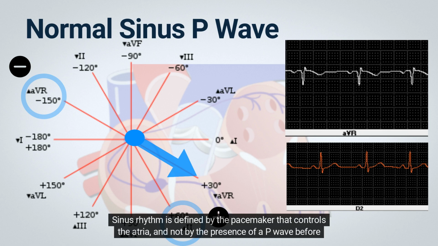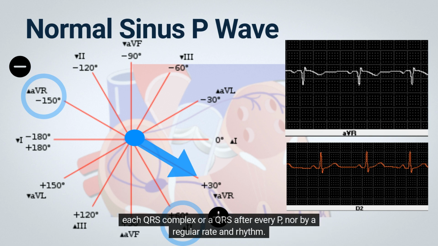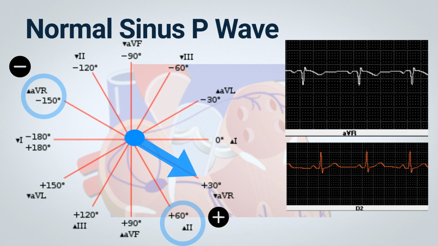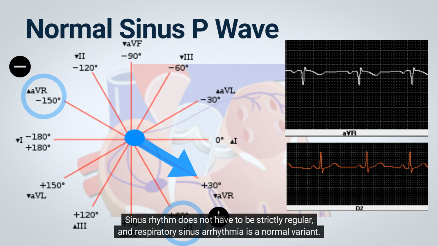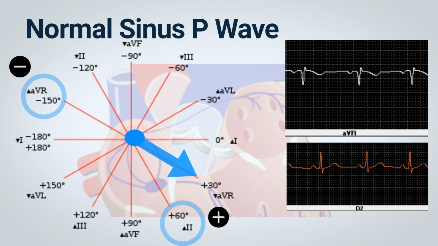Sinus rhythm is defined by the pacemaker that controls the atria, and not by the presence of a P wave before each QRS complex, or a QRS after every P, nor by a regular rate and rhythm. Sinus rhythm does not have to be strictly regular, and respiratory sinus arrhythmia is a normal variant.